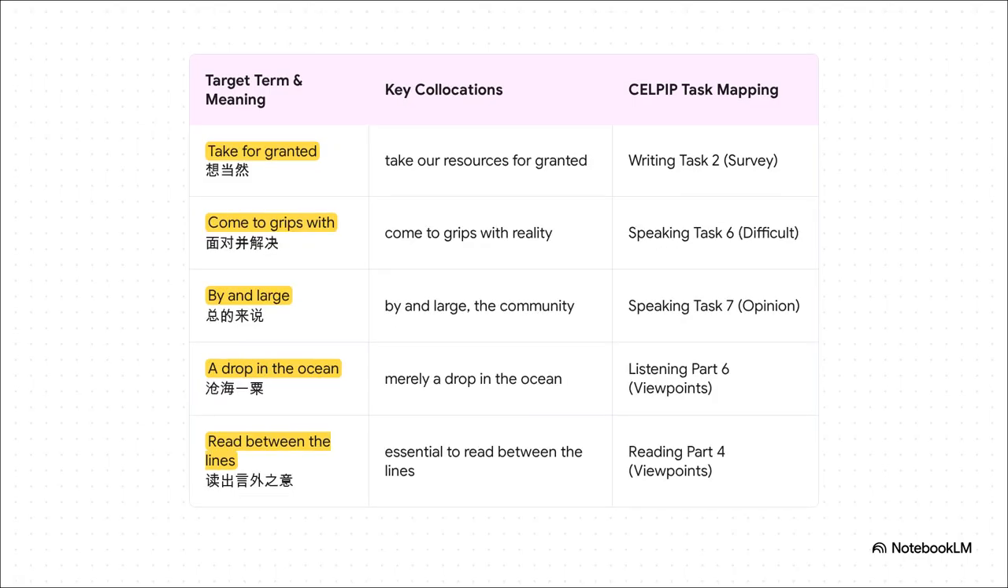Finishing up our first block, we have take for granted. Take for granted. 想当然. In a country as rich in nature as Canada, you can argue in writing task 2 that we shouldn't take our resources for granted.